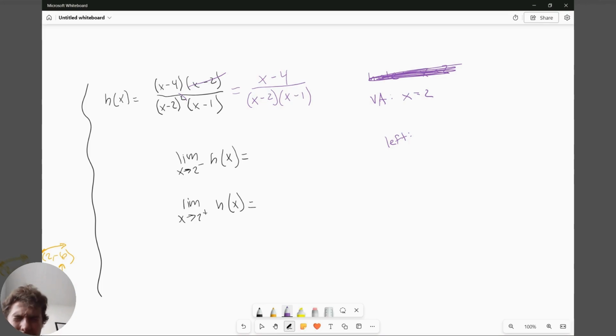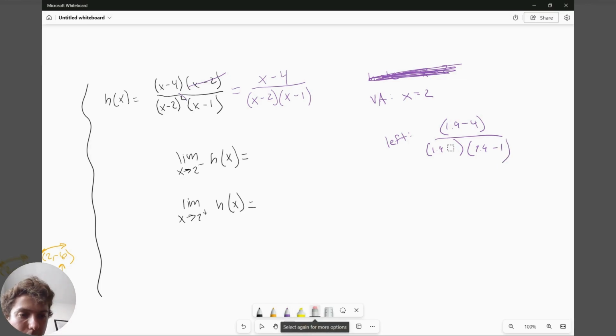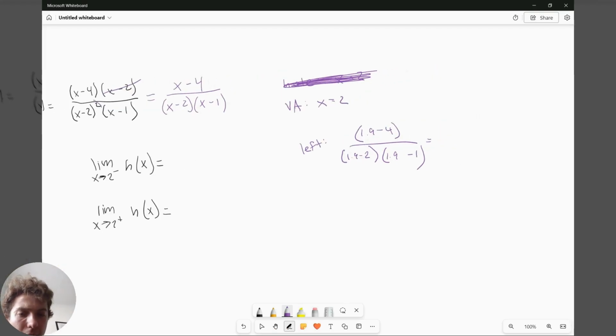So, okay, the left side, let's use our test point. Left of 2, that would mean less than 2. Let's say 1.9 again. And when I do this, I'm going to go to the simplified form, plug in there, see what's actually happening. 1.9 minus 4, 1.9 minus 2, 1.9 minus 1. Again, I just care about positive versus negative. Top would definitely be negative. The bottom, 1.9 minus 2, that would be negative. 1.9 minus 1, that would be positive.